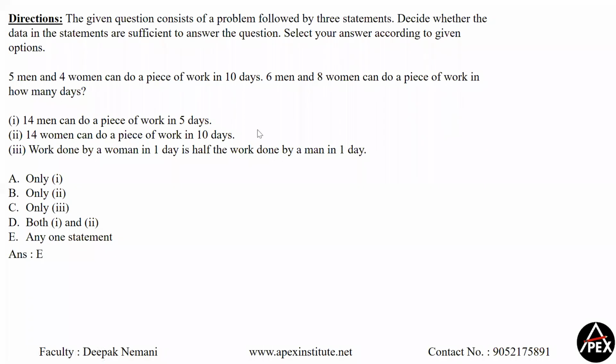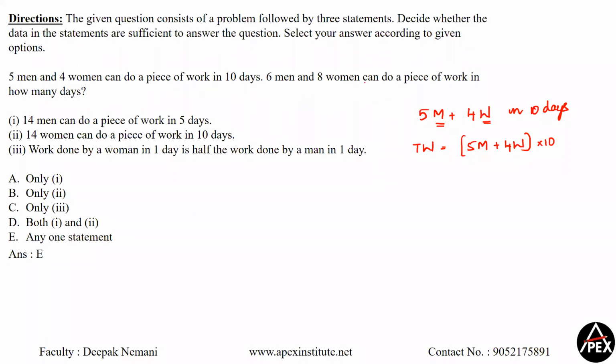Yes, perfect. Right answer from everyone. So in this question, we have 5 men and 4 women who can do a piece of work in 10 days. If I consider that a man does m units of work a day and a woman does w units of work a day, the total work will be equal to 5m plus 4w, into 10, isn't it? Yes or no? Now this will be the total work.